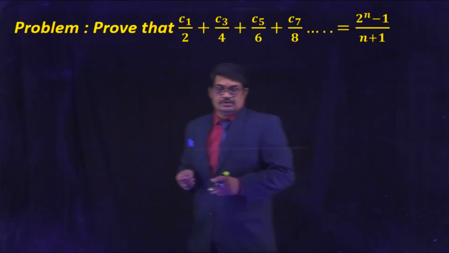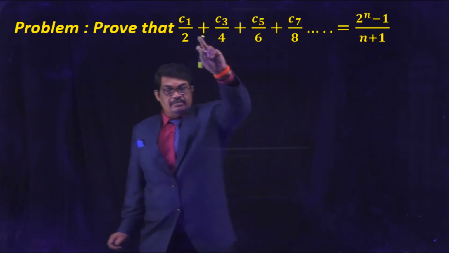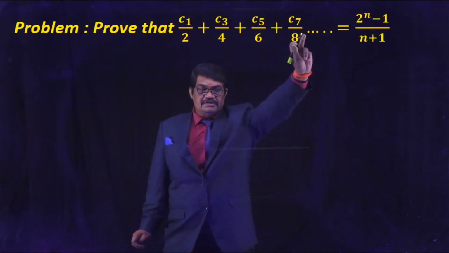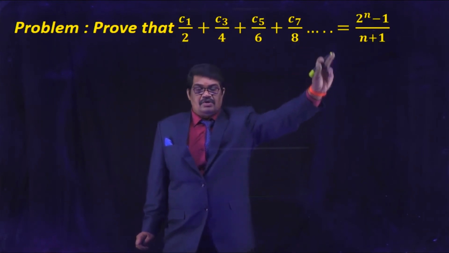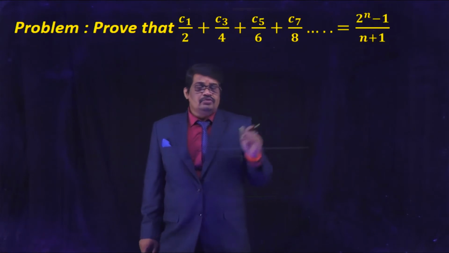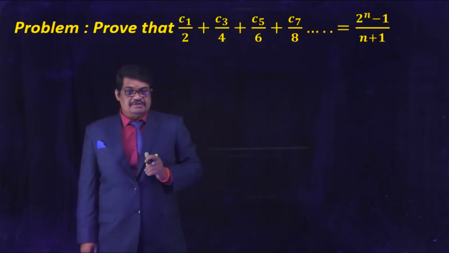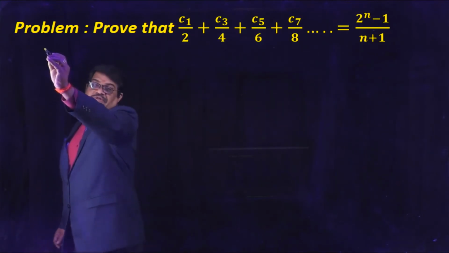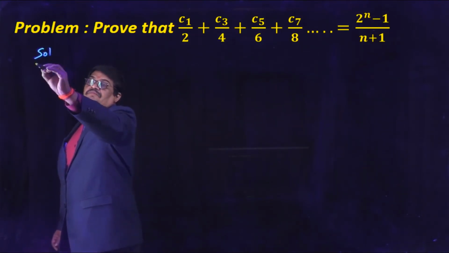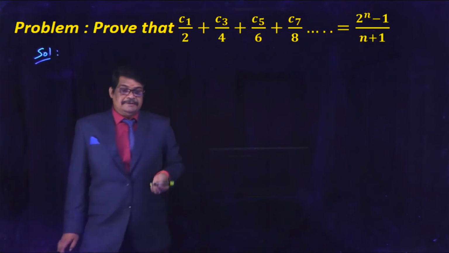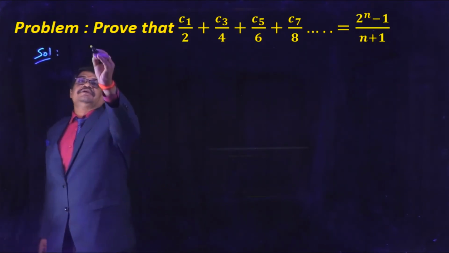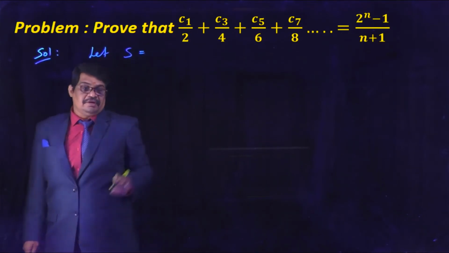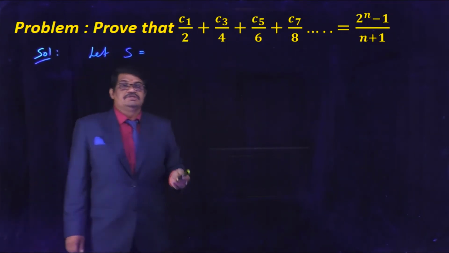Prove that the series C1 by 2 plus C3 by 4 plus C5 by 6 plus C7 by 8 and so on is equal to 2 to the power of n minus 1 by n plus 1. Now we are proving this result. See the solution. So what have we taken? Let S be the given LHS. Let capital S be equal to the series here.